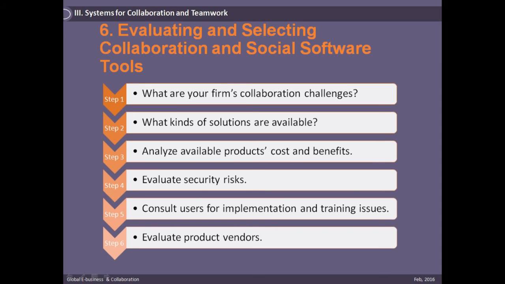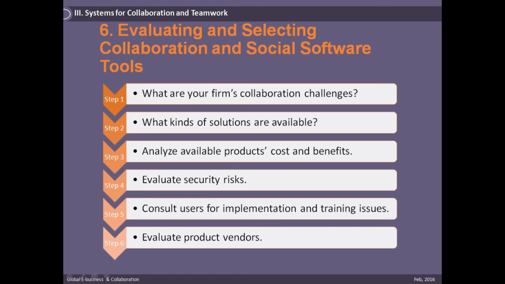And the last part of my presentation is the procedure for how to decide the best and most suitable tools for your company, your enterprise. The first step is to identify your firm's collaboration challenges. The second step, you need to seek out what solutions are available for your company. Based on the metrics tools I mentioned before, you can identify the problem you have and choose the solutions available for the company.